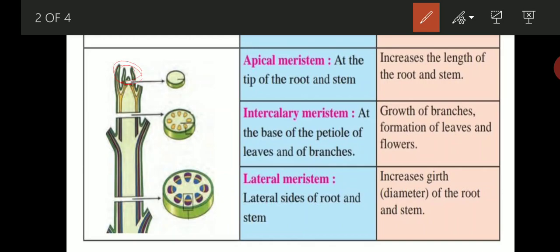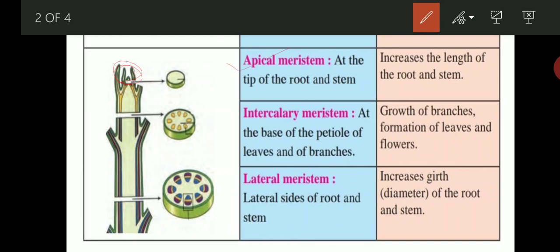The growth of the stem takes place in upward direction toward the sunlight, and growth of the root takes place toward the source of water and gravitational force in downward direction. So at the tip of root as well as at the tip of stem, these apical meristematic tissues are present. And what is the function of this apical meristem? The function of apical meristem is that it increases the length of the root and stem. This is the first type of meristematic tissue.